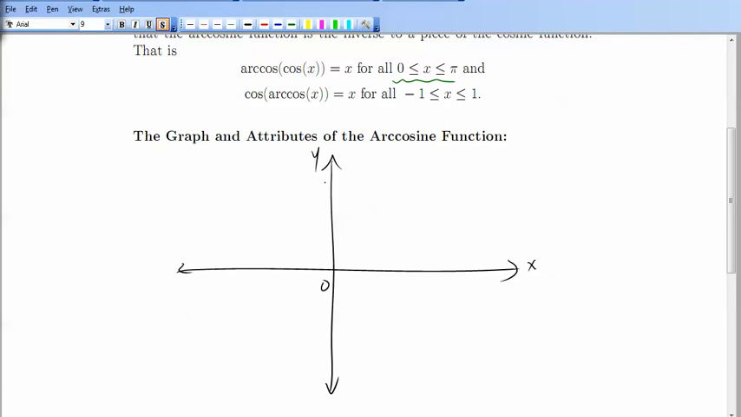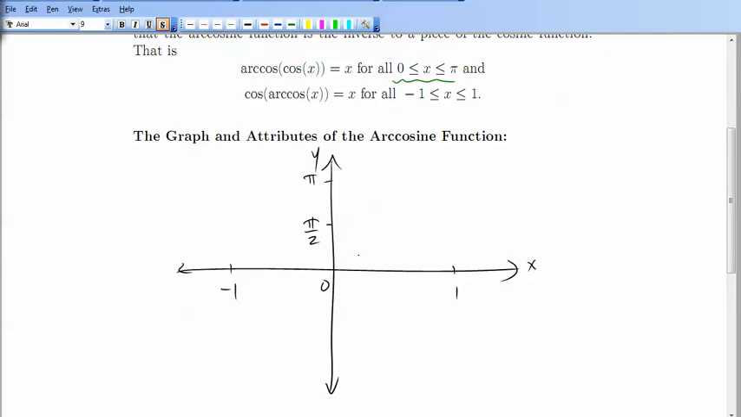So we're just going to go from 0 up to pi. Now pi by 2 is going to be interesting. We're going to go from -1 to 1 again, since cosine ratios can be between -1 and 1. That means our domain is going to be from -1 to 1.